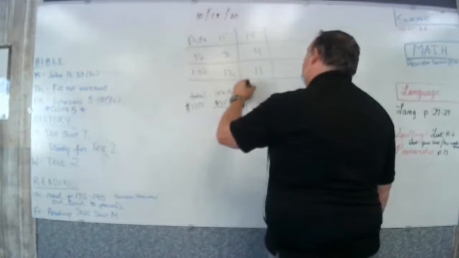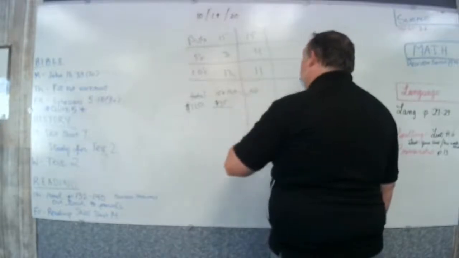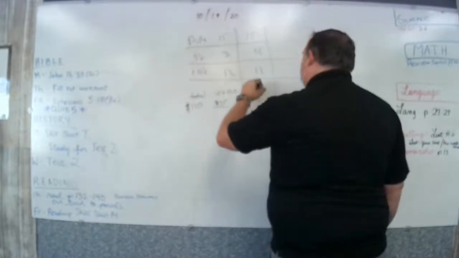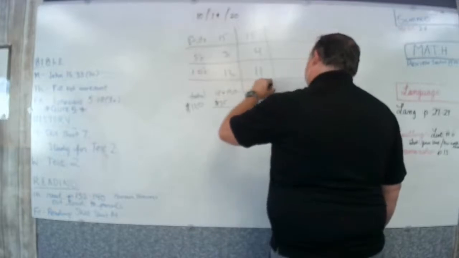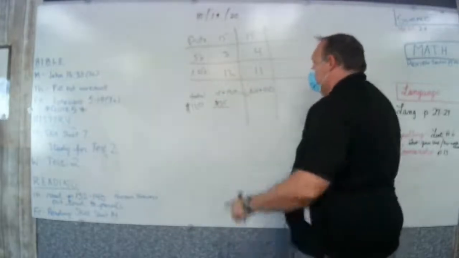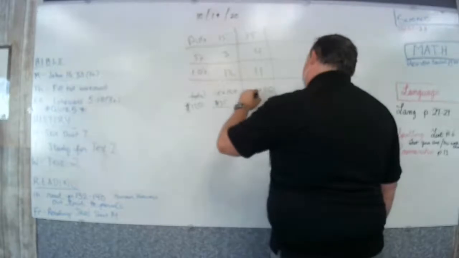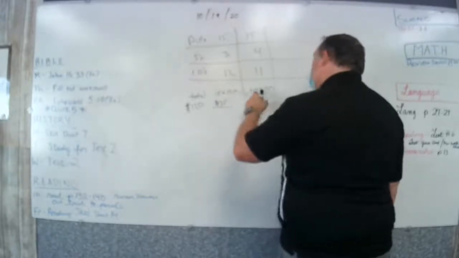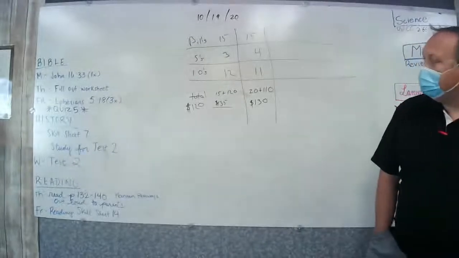So 4 times 5 is 20. 10 times 11 is 110. 20 plus 110 is 130. Sorry, not 20 times, 20 plus. Okay?